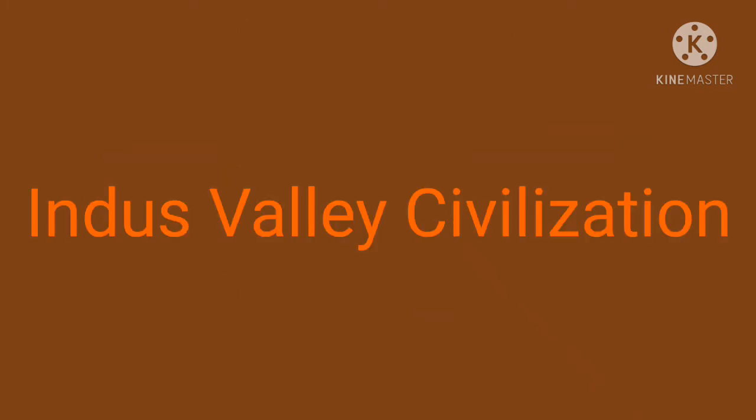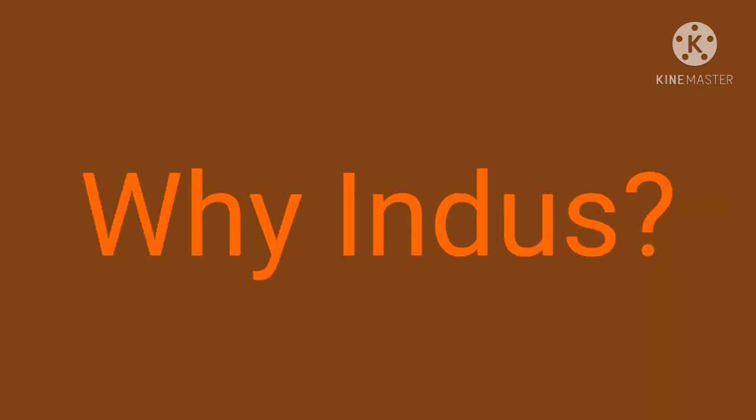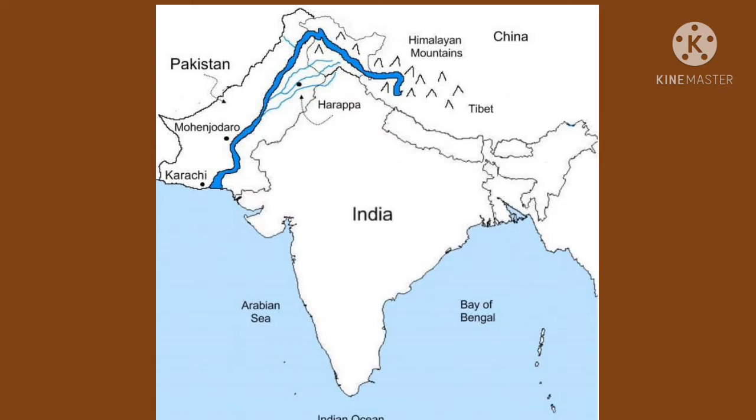So the government dug some places and found more cities near present-day Gujarat. The name of this civilization was the Indus Valley civilization. But why Indus? Why not Ganga or Yamuna? It is because of the river Indus.